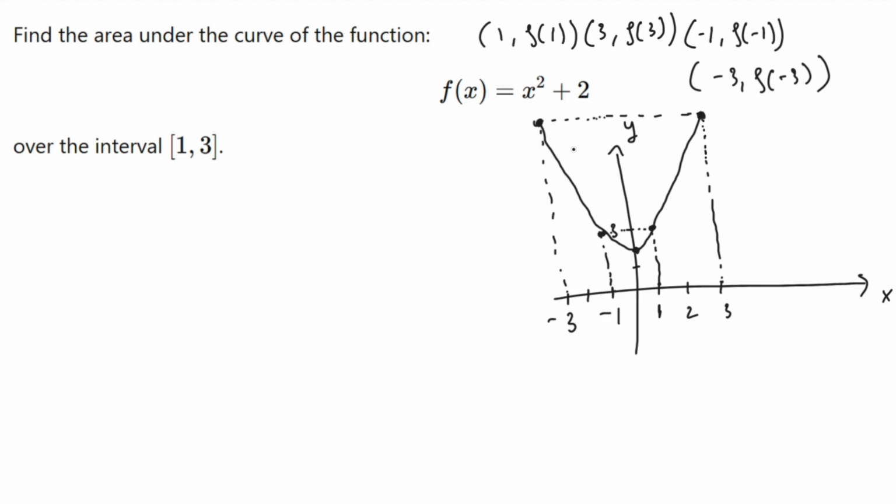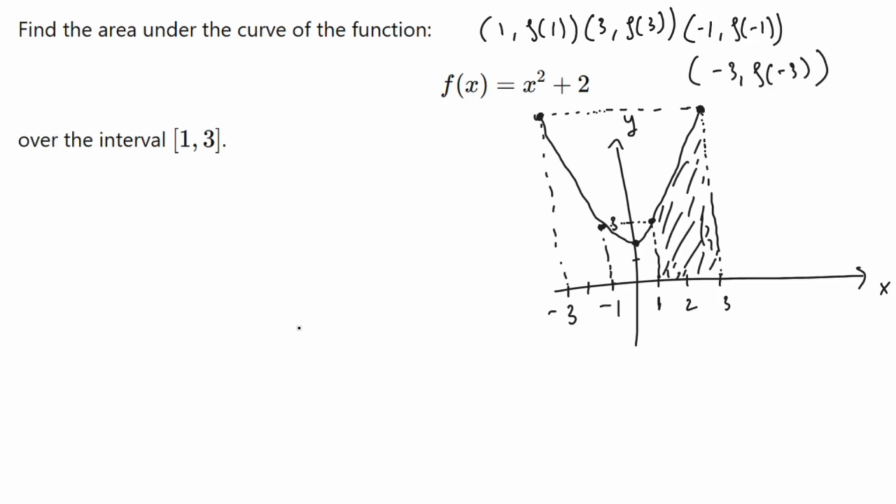So we have to find the area under the curve over the interval 1 to 3. So when x equals 1 and x equals 3 here, we have to find this area. If you want to find the area under the curve of this function, you just compute the integral from 1 to 3 of x squared plus 2 dx.